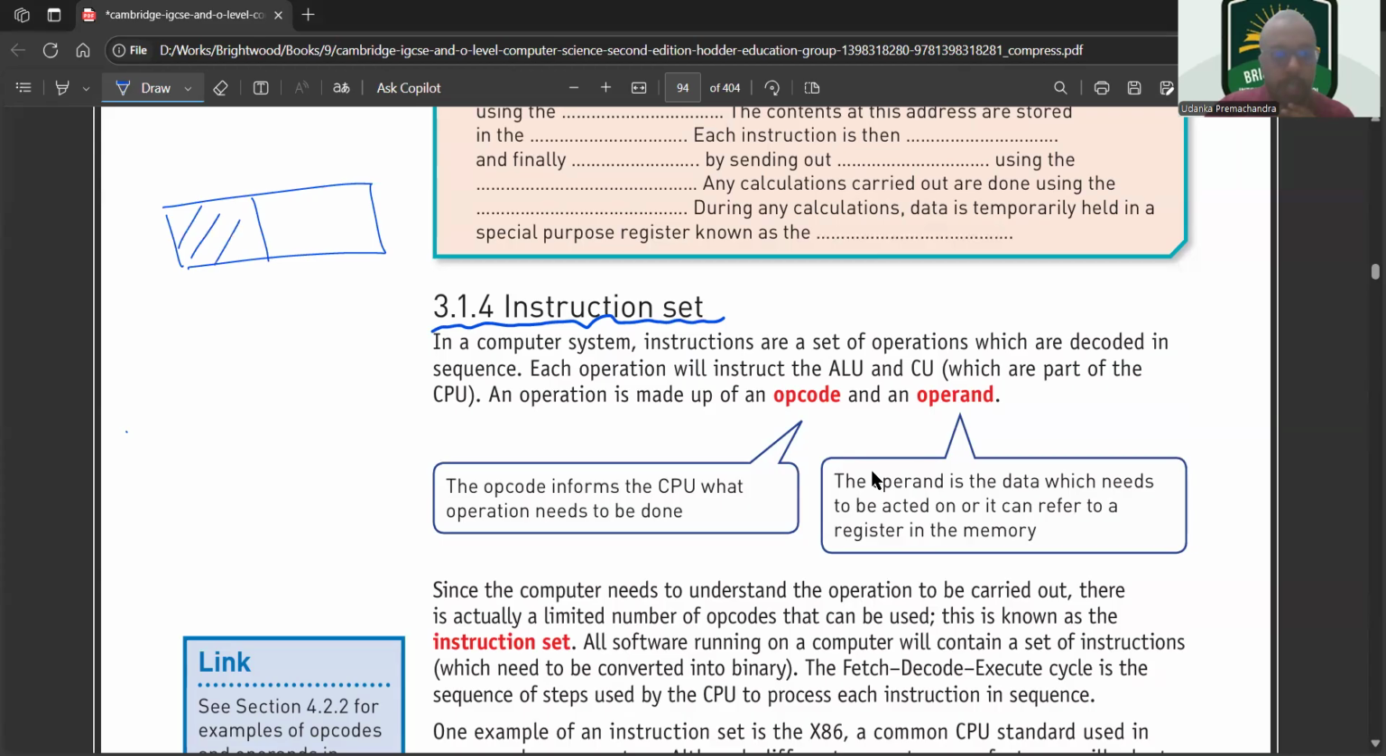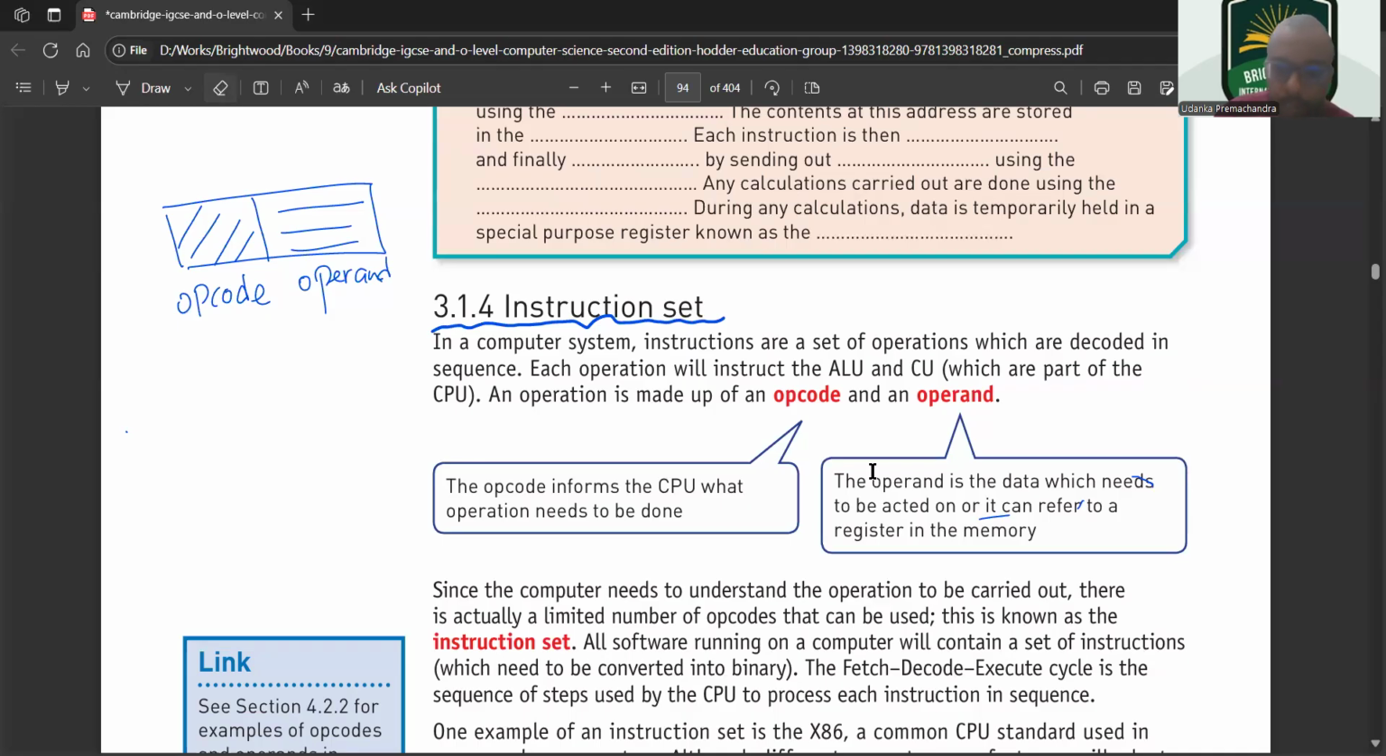They are having two parts. One part is the opcode. The other part is the operand. The opcode informs the CPU what operation needs to be done. The other part is the operand. Operands are the data which need to be acted on, which mainly refer to registers and memory. They are having two parts like that.